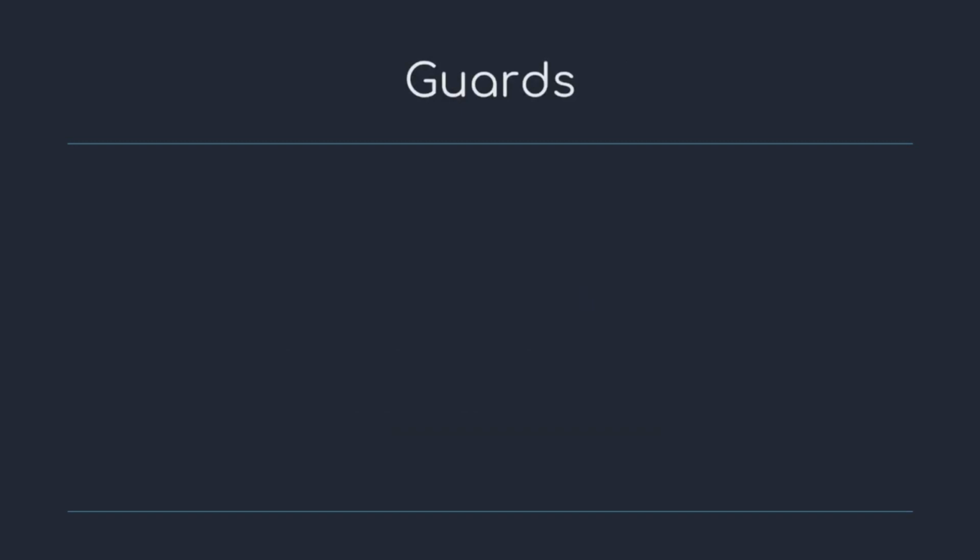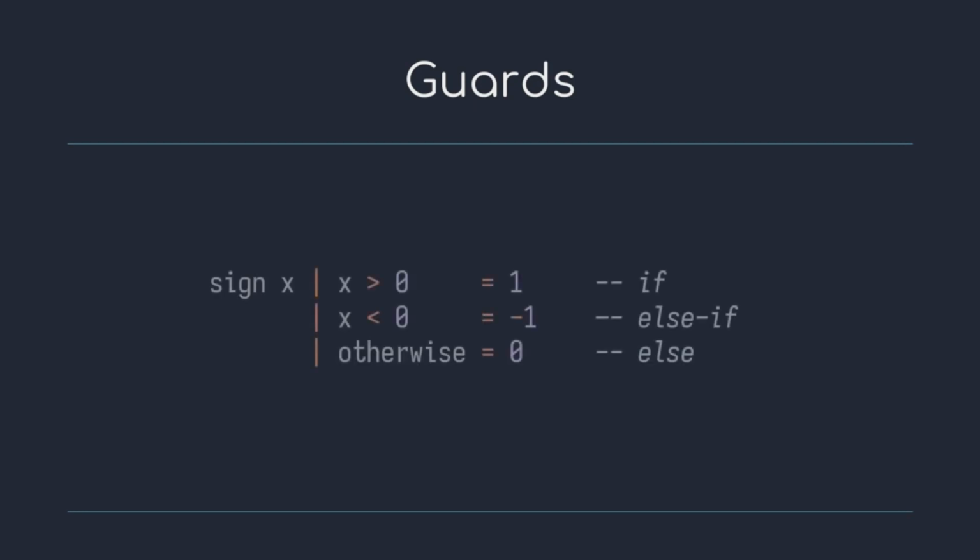Cool, but how do we solve the else if problem? Pattern matching is not always sufficient to isolate cases in your code. This is where guards come in. This is another bit of syntactic sugar that represents an else if chain. This function will return the sign of a given number.